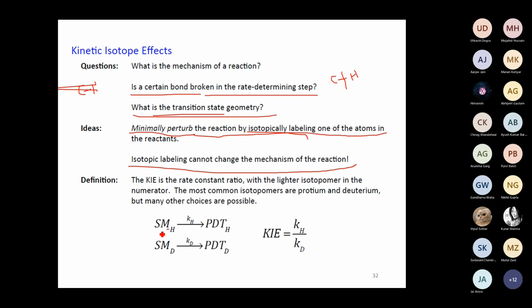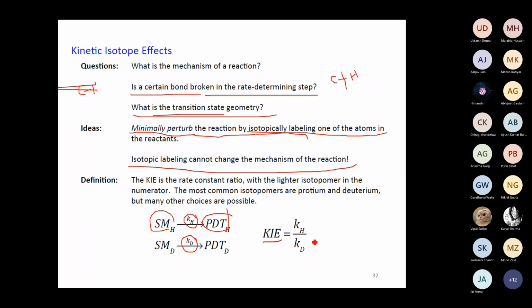Okay, so you can see the starting metal SM, PDT is product. So starting metal is converting and KH is the rate constant. If you replace the hydrogen with deuterium, then it will be KD. So your kinetic isotope effect is very simple. What is the ratio between the KH and KD?